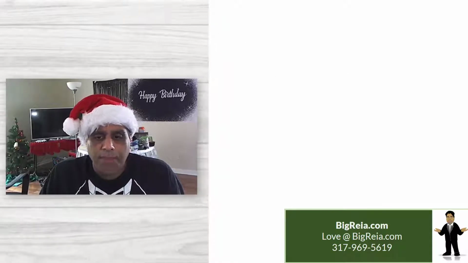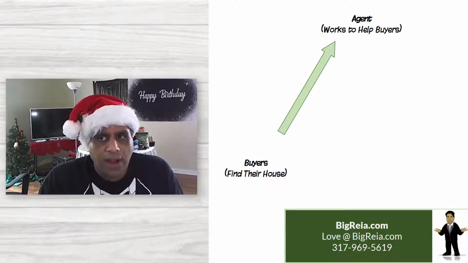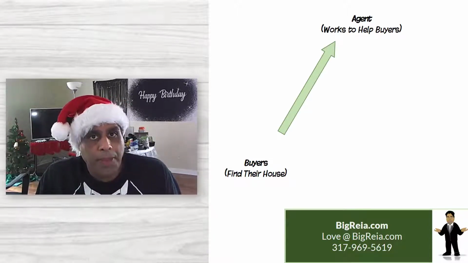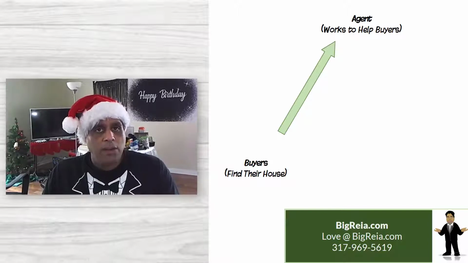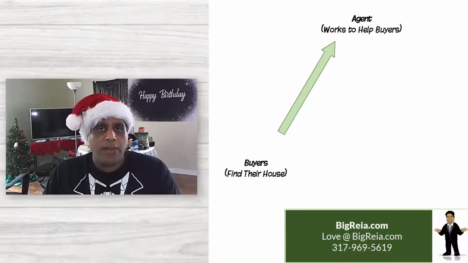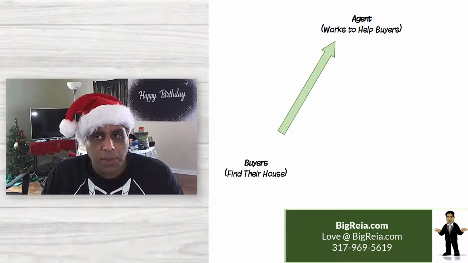3 is the consumers. These are the buyers and sellers. Okay, so here's the process that we go through. First, buyers, they can find their house. The agent works to help the buyers. So first, the buyer's going out, they're finding their house. They can go out and find their own house if they want. Go out, find your dream home. We'll see if it qualifies.